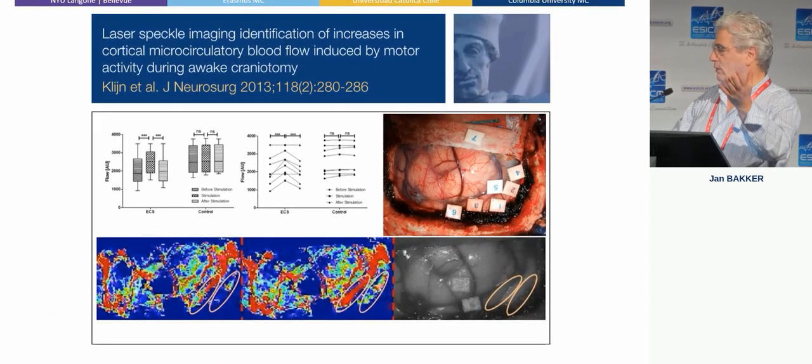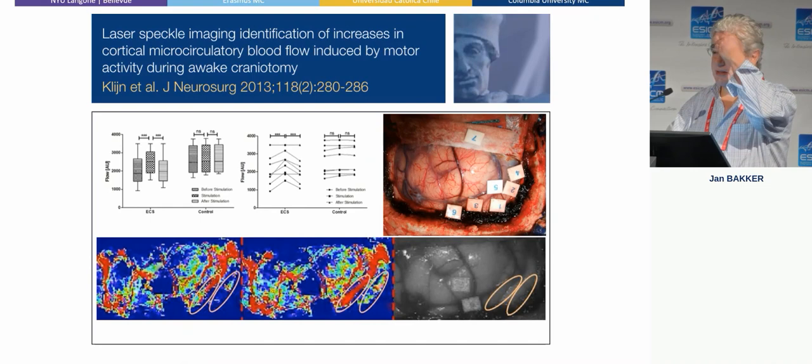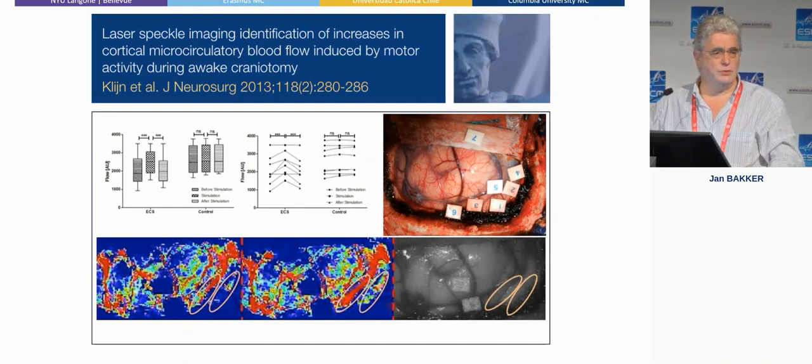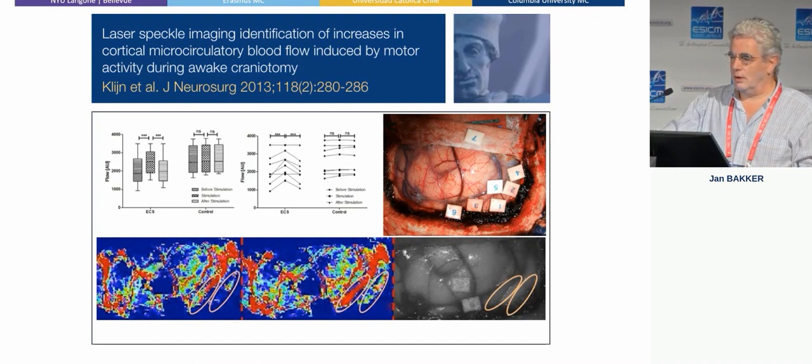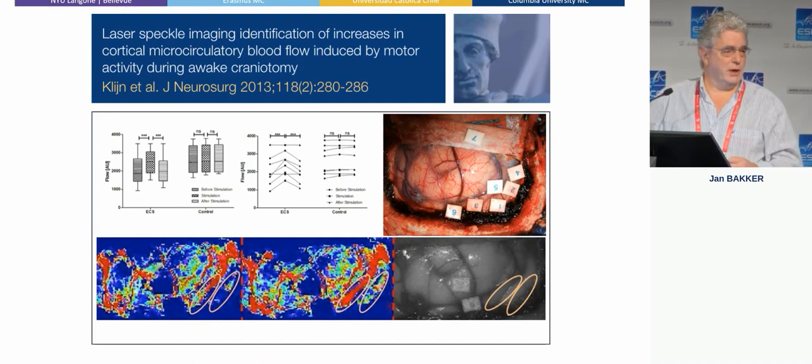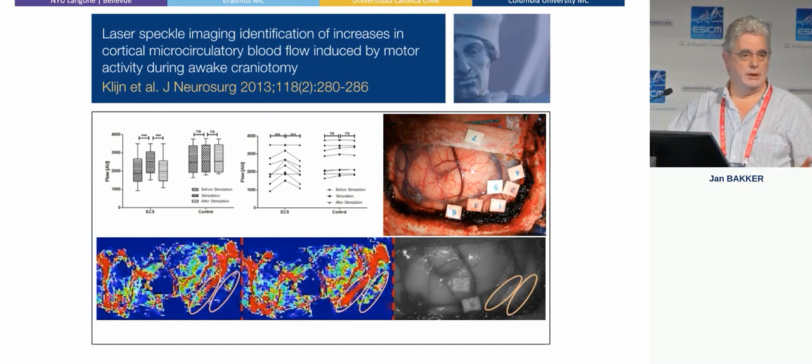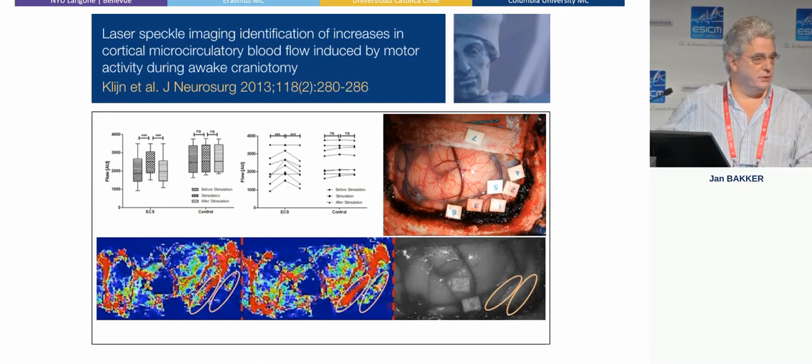Is that true? It's very easy to check this in animals, but incredibly difficult to do this in patients. And so what we did is we went to the OR and we used speckle imaging. And speckle imaging is a measure of flow, but not like liters per minute. It's an abstract number that you get. And we placed the speckle imaging probe on the brain of the patient.